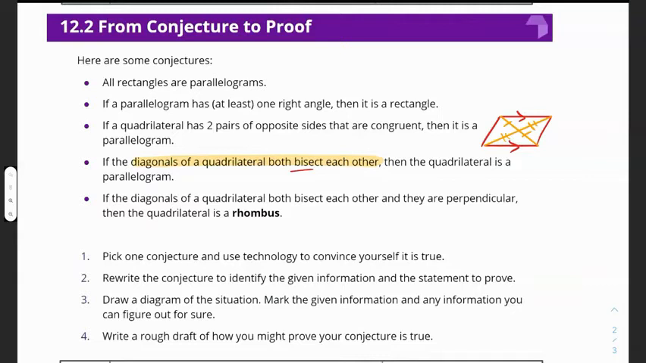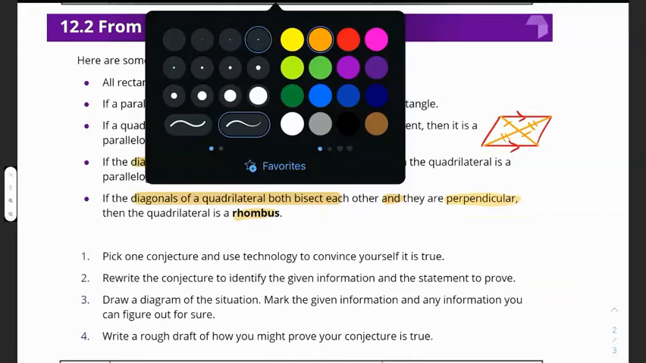Let's see. If the diagonals of a quadrilateral bisect each other and are perpendicular, then the quadrilateral is a rhombus. So not only do the diagonals have to bisect each other, they also have to be perpendicular, then you're a rhombus. So for example, if I can draw one correctly.